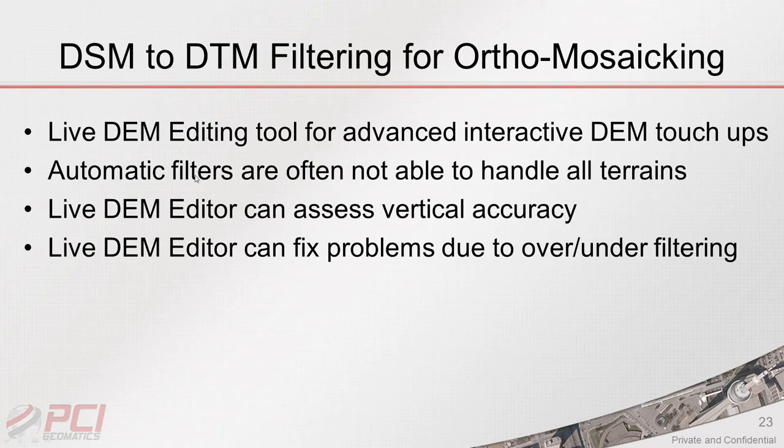One of the issues with automatic filters is that they're often not able to handle all terrain types. They tend to make mistakes where they either overfilter or underfilter. So by taking control and using a semi-automatic approach with many different filtering options, it gives you much more control to handle these different variations in the terrain.